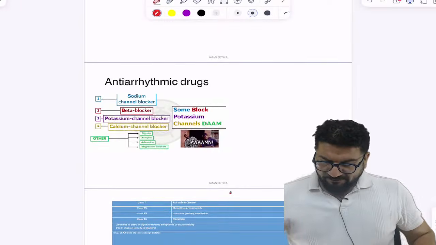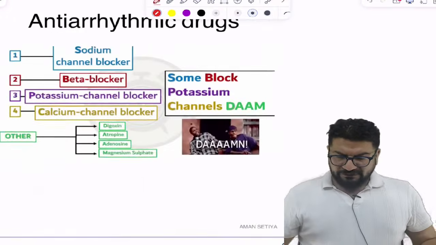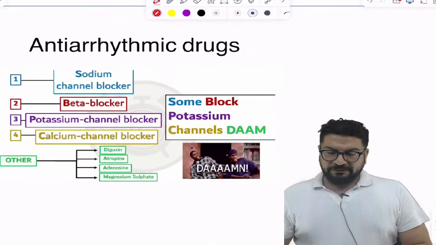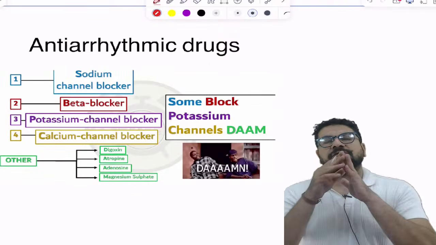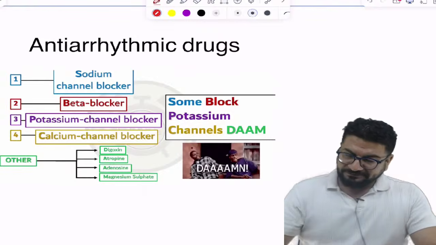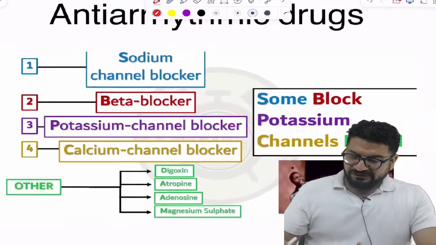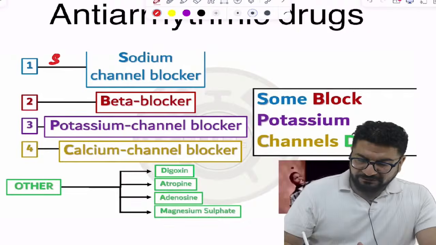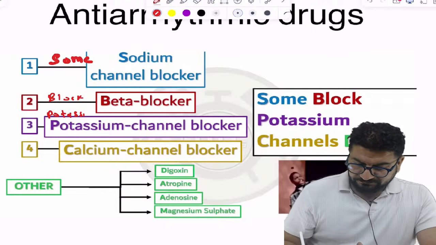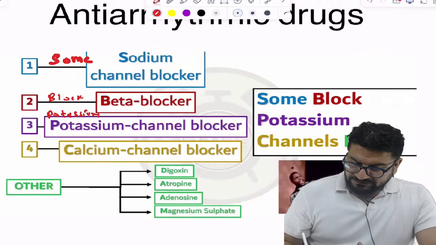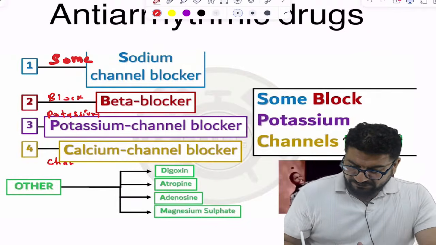Okay, now try to understand. They ask you questions on different types of antiarrhythmic drugs. So just remember, we have class 1, 2, 3, 4. It's called the Vaughan-Williams classification. So remember a mnemonic: Some block potassium channel. Some means sodium channel blocker. Block means beta blocker. Potassium means potassium. Channel means calcium. So some block potassium channel.